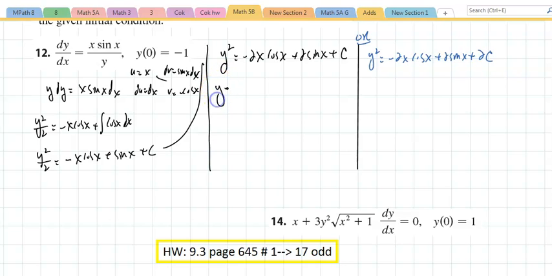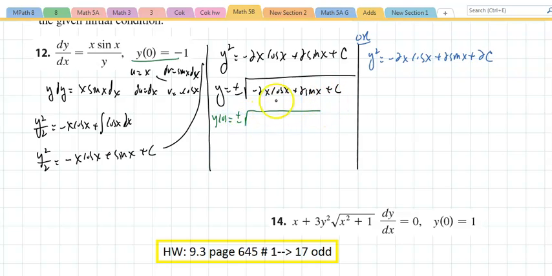And this says y equals plus or minus the square root of negative 2x cosine of x plus twice the sine of x plus c. Now, they gave me initial conditions. Y of 0, this is very important in differential equations. That's a 0, that's a 0, that's a c, and that equals negative 1. What does that mean? That means the positive is not allowed.